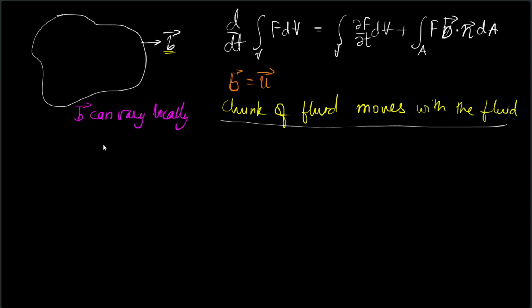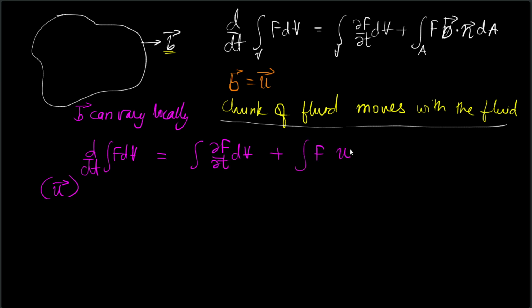Okay, so d/dt of the integral of f dV in a frame which moves with the fluid velocity is equal to the integral of ∂f/∂t dV plus f u·n dA. And in order to make this equation a momentum conservation equation, we must replace f by the momentum per unit volume.